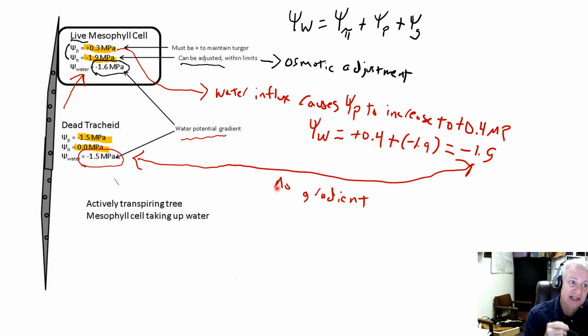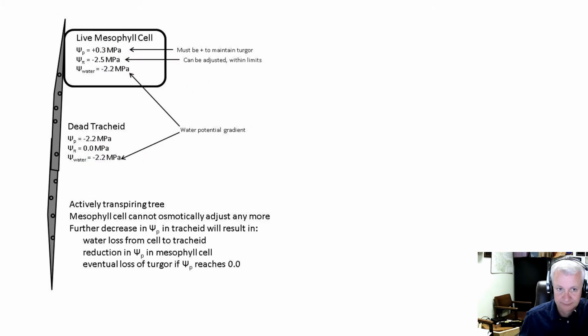But if water potential in the tracheid continues dropping, that's a situation where osmotic adjustment might need to happen so that that mesophyll cell can continue taking up water. And that's what's happened in this scenario.